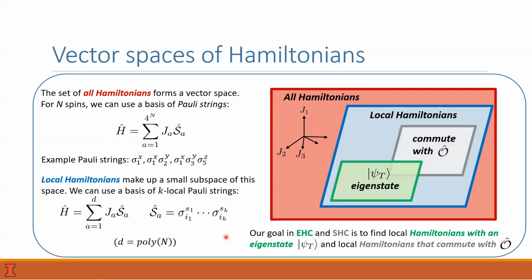And so the goal of these inverse methods is to find local Hamiltonians with certain properties, either a certain eigenstate or a certain symmetry, which means an operator O commutes with the Hamiltonian. It turns out these are also vector spaces. So we're looking for subspaces of local Hamiltonians that have certain properties.